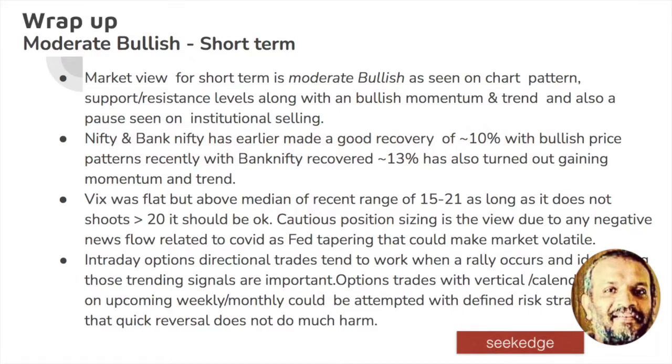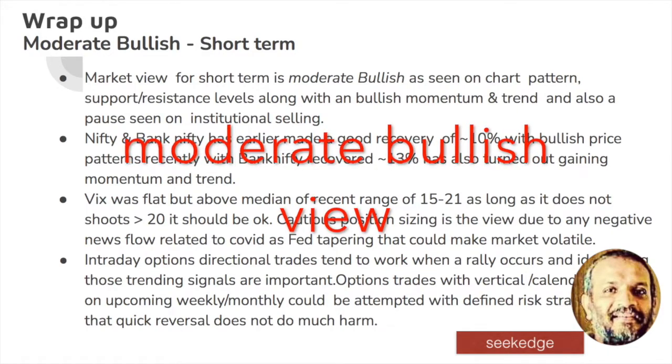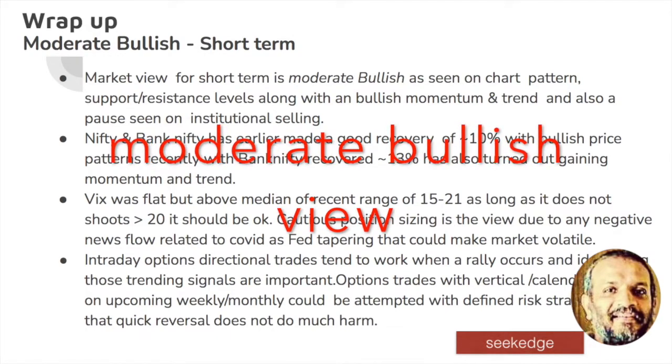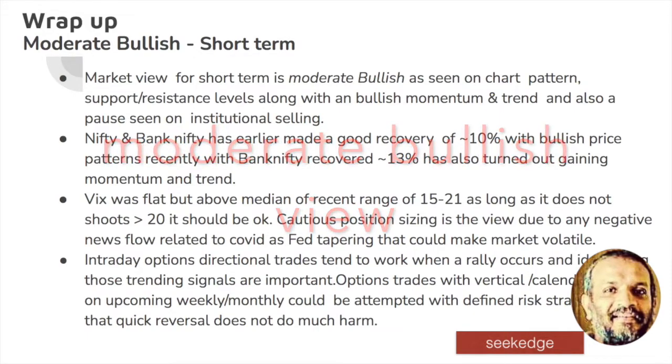VIX has gone flat today, but it's still at the higher end of the 15-21 range, so it could move either way. You don't know where it is reverting, but it was heading up for the last several days. So it's at the 17.5 level. It's a high volatility environment, but anything above 20, you have to be cautious. Cautious position sizing has been done because of pandemic-related news and Fed tapering news, which can keep the market volatile, so position sizing has to be very cautious.